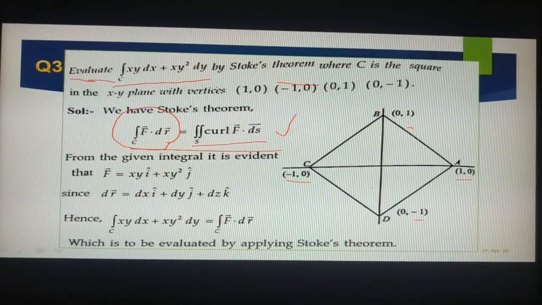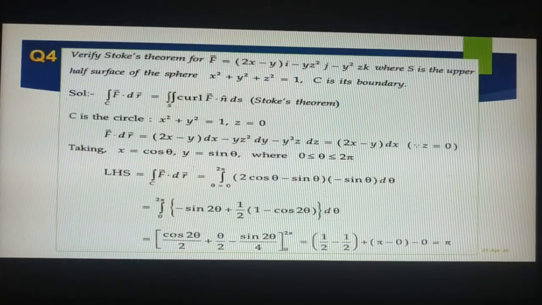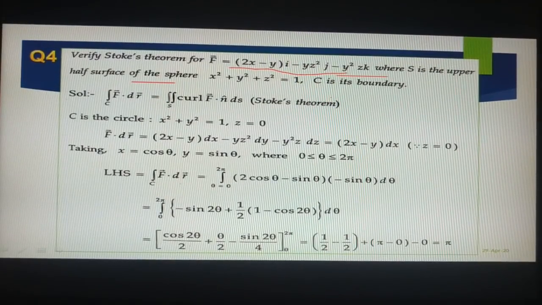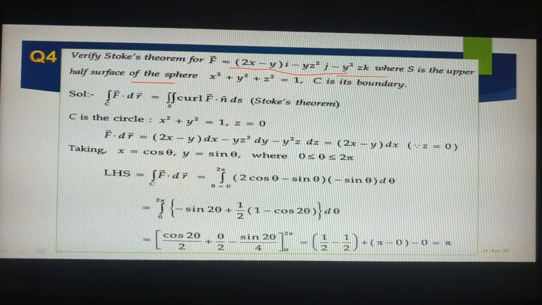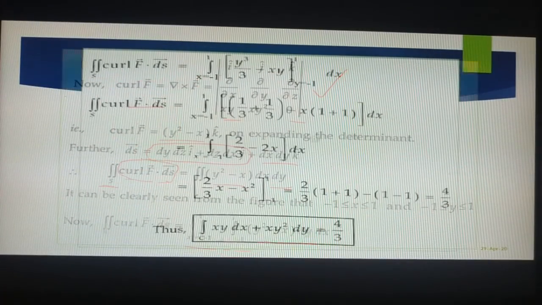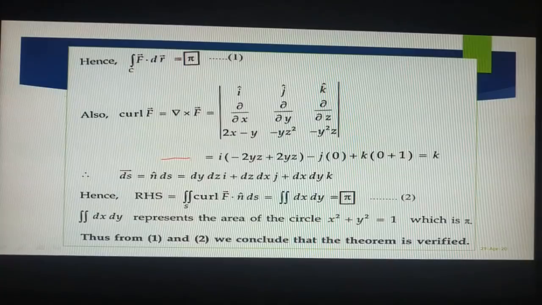It's not verification. If they ask you to verify this problem, then you should find this integral over C of f bar dot dr also. Okay, so this is the problem we already did, the upper half surface. I just changed the function here, and all the rest is the same. So please go through this problem, and if you have any doubts you can ask me.